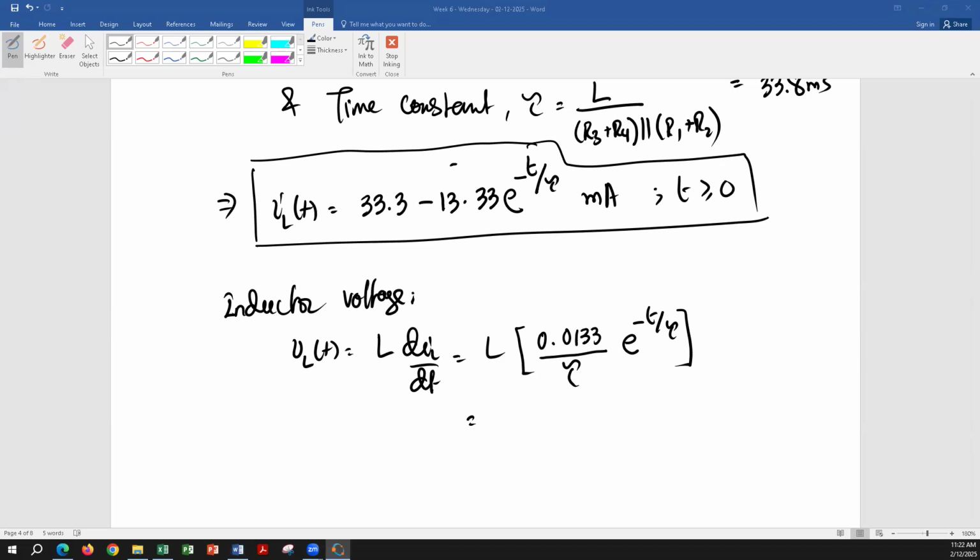So when I calculate the constant value, that's going to be L times, what is that? L times ILSS, right? No, that is my A. Yeah, that's my A. So L times A divided by tau. 1.587 e to the power negative t.